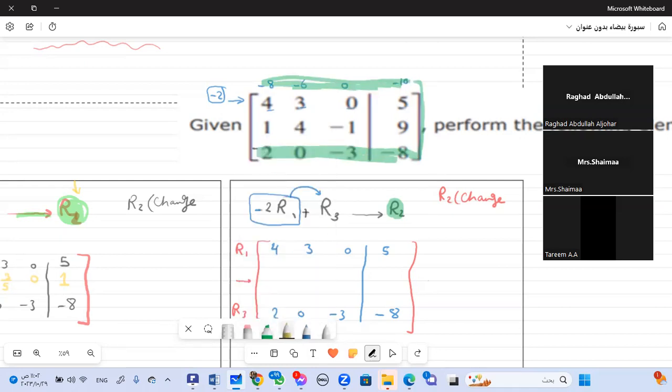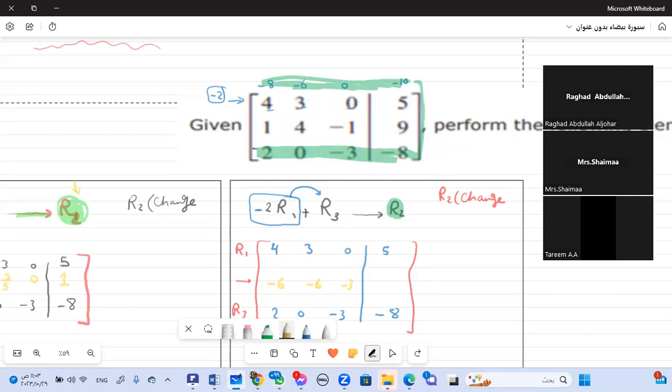Yes, try to make it. -8 plus 2 equals -6. -6 plus 2 equals -4. -6 plus 0 equals -6. And 0 plus -3 is -3. Do not forget this one, okay? And -10.